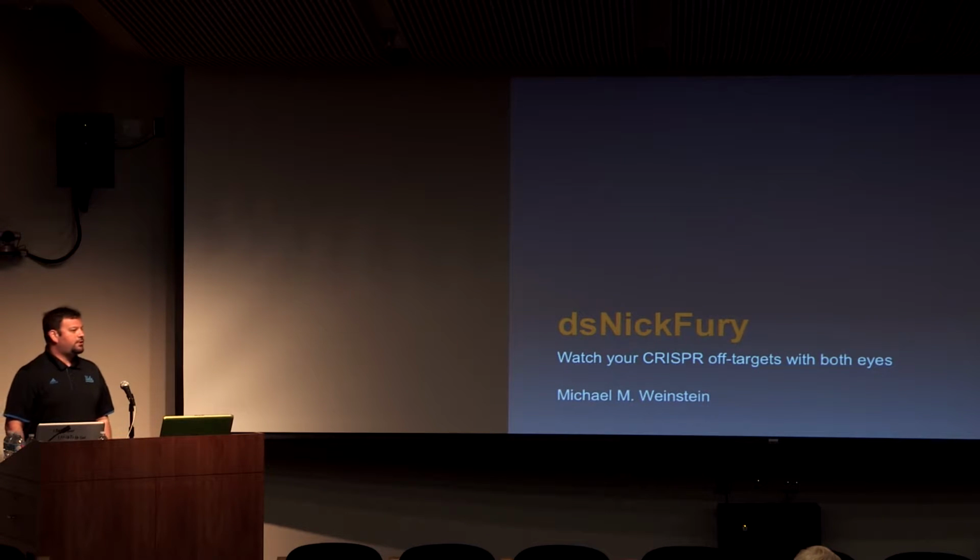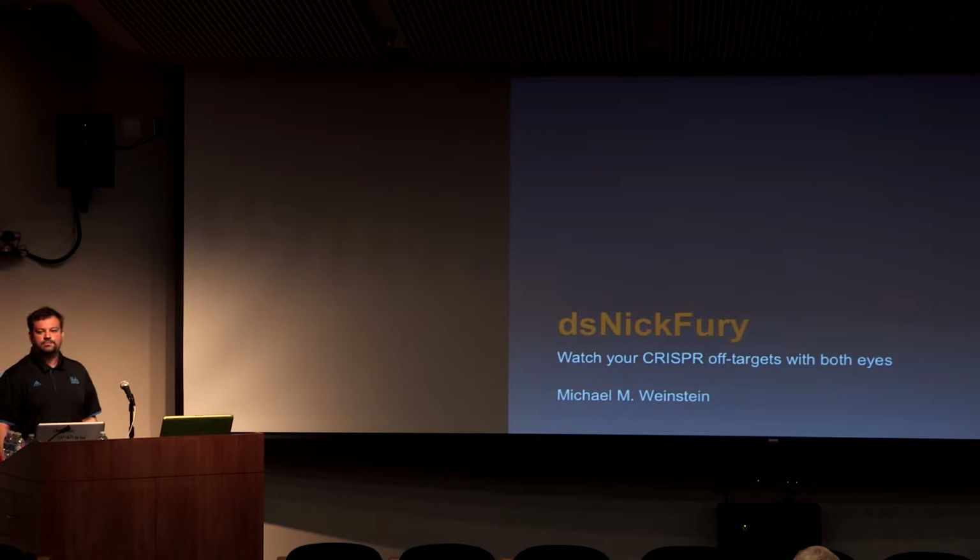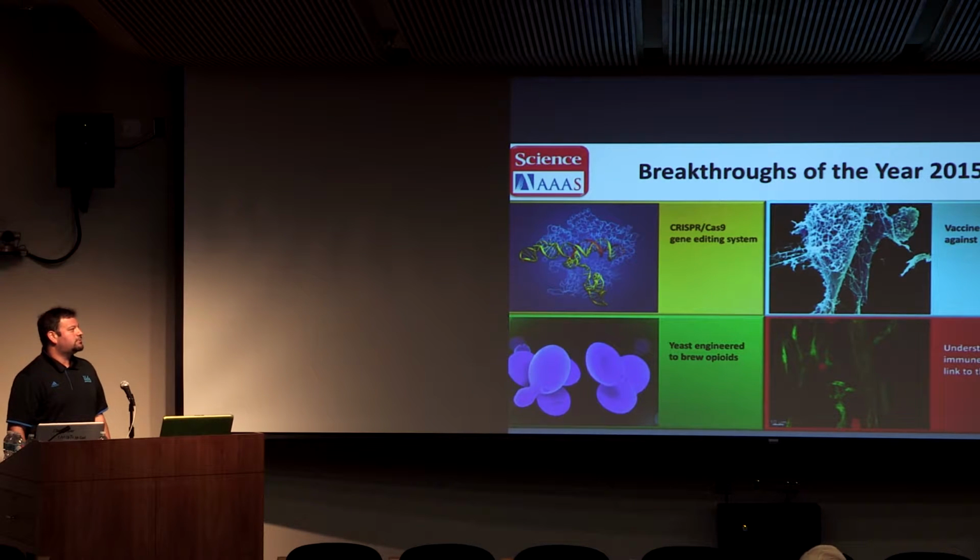Okay, so today I'm going to talk about a program called dsNickFury. It's for designing CRISPR targeting. It's essentially a search tool for looking for potential off-targets for CRISPR. So I know this is a bit of a mixed group, and some people may not be familiar with CRISPR, so I'm going to give a very brief introduction to what is CRISPR.